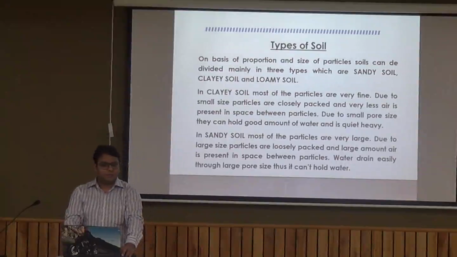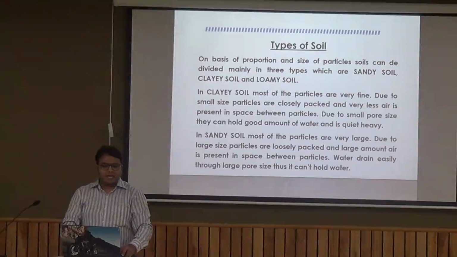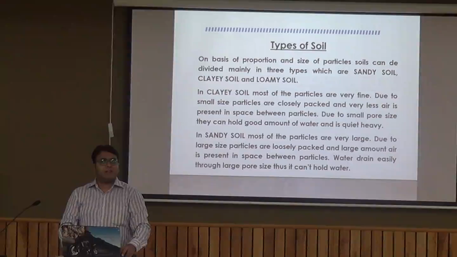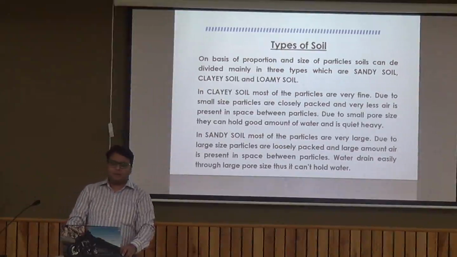Now types of soil. On the basis of properties and size of particles, we can simply classify soil into three categories: clayey, loamy and sandy. First is clayey soil. Clayey soil has the smallest particle size. As a result, the particles are very closely packed, and due to this very close packing, they cannot easily retain air. They are very less aerated, but they can absorb and hold loads of water as it is easily trapped in the space between soil particles.